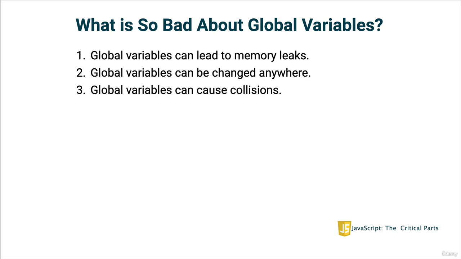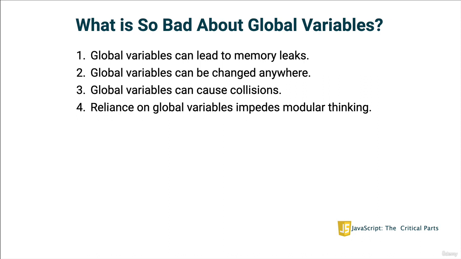Now, a related problem is that global variables can cause collisions. So if we're creating a lot of our variables on the global environment, it's possible when we start loading other libraries or we have other programmers working on a project that the same global variable is used somewhere else. And that would cause a collision. Those two obviously can't represent two different pieces of data. So one will overwrite the other. So that can cause a problem.